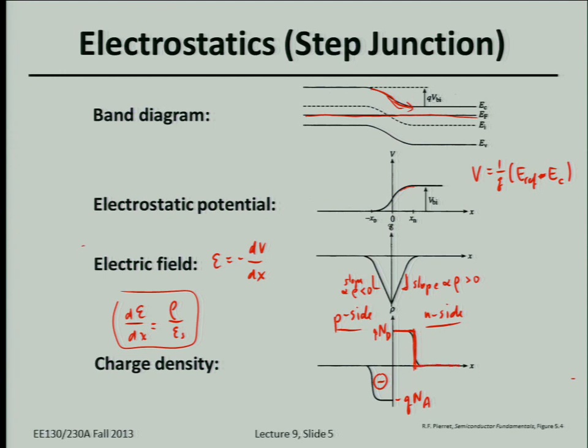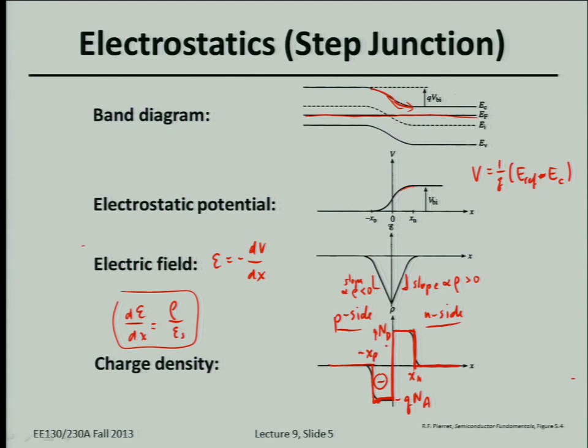So the majority carrier concentration matches the dopant concentration, on the n side and on the p side as well. We're just going to assume that the depletion approximation holds for both the n side and the p side. And the width of the charge density profile is going to look like this. The width of the depletion region on the n side we'll call x sub n, and on the p side we'll call x sub p.